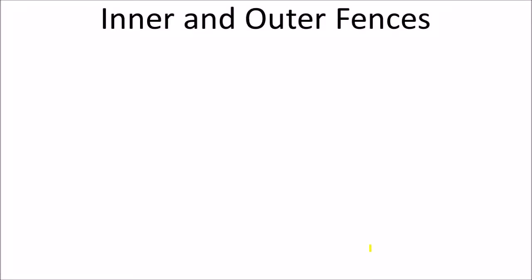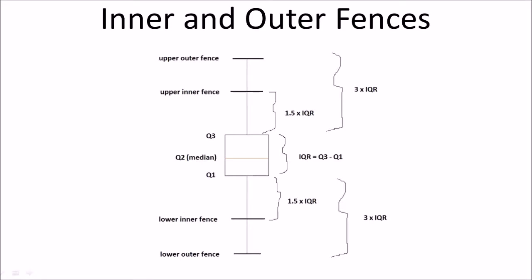What are inner and outer fences? Well, it is very simple. The inner fences are what we get when we multiply the IQR by 1.5 and add it to the Q3 value to get the upper inner fence, and subtract it from the Q1 value to get the lower inner fence. To get the outer fences, we multiply this IQR by a factor of 3, and when we add it to the Q3 value, we get the upper outer fence, and when we subtract 3 times IQR from the Q1 value, we get the lower outer fence.